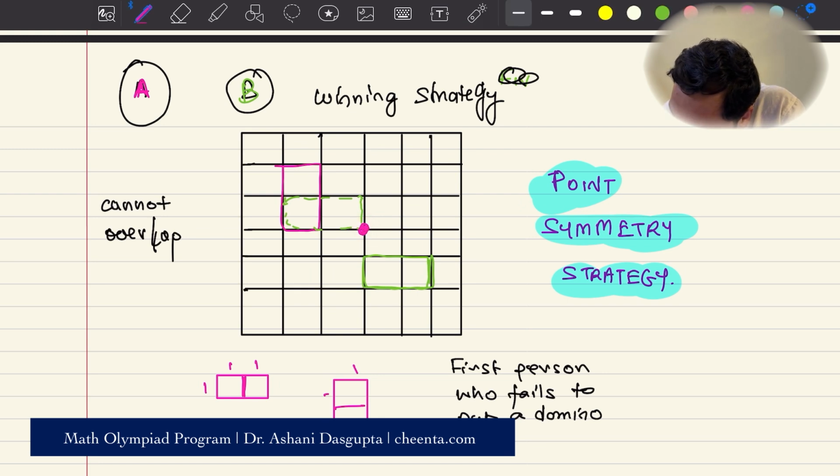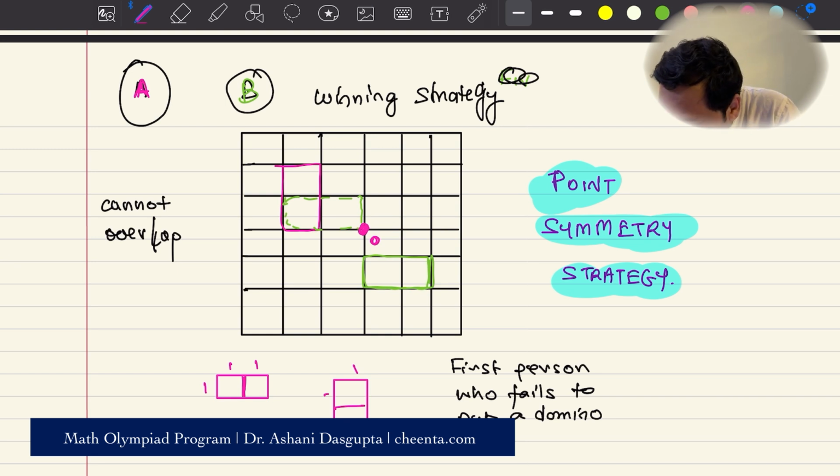Here, let's call this point O. And about the point O, you can reflect stuff. Okay? So if you do that, you actually get a winning strategy. Let me show you how.